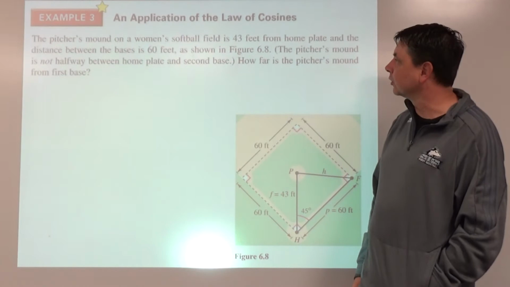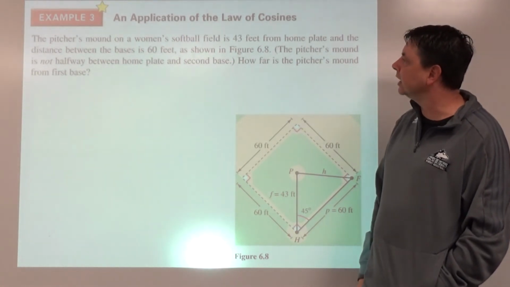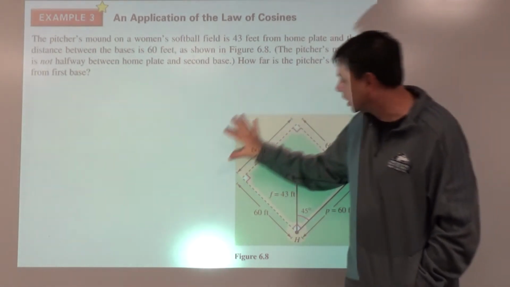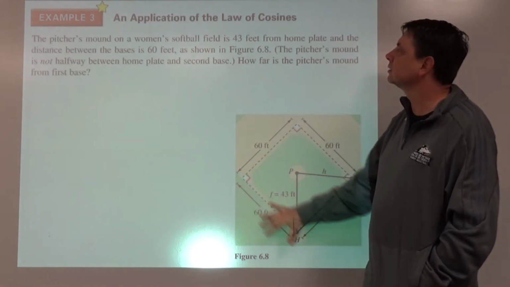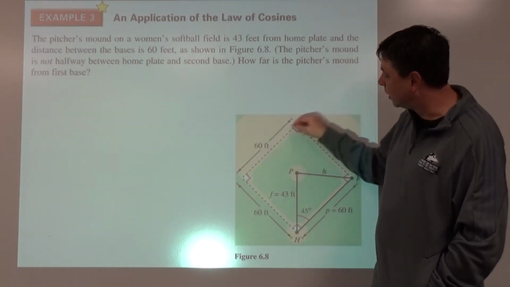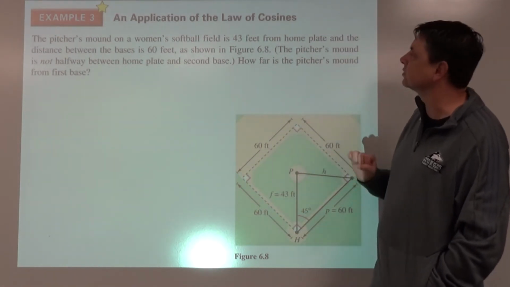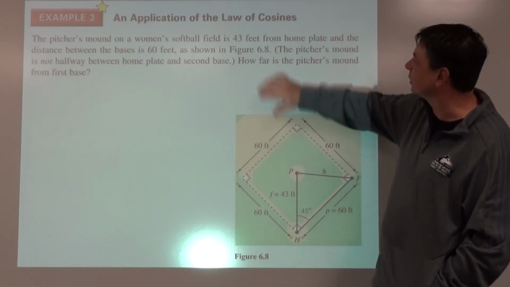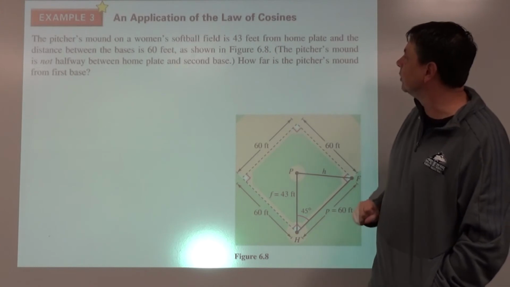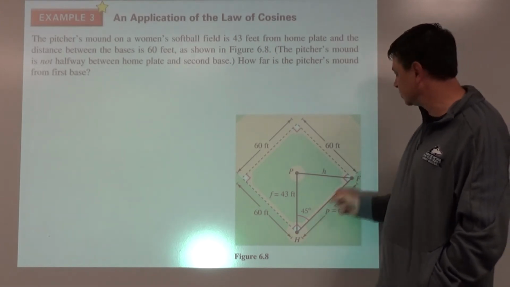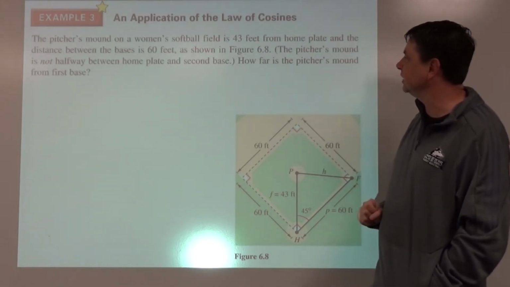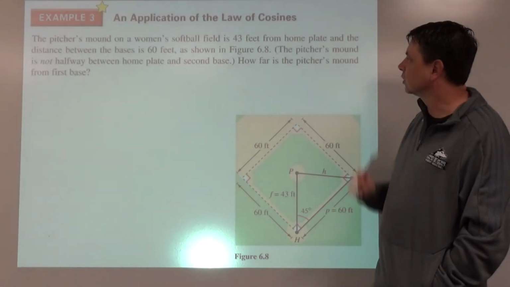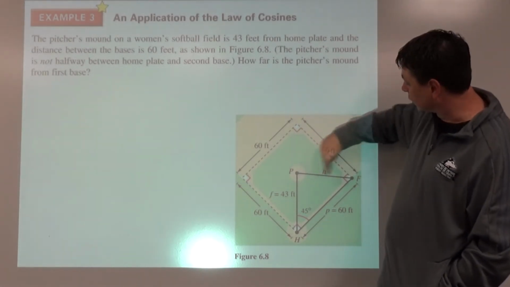All right, example number 3, little star there. So this is a softball setup, a softball field, a softball infield with mound and so forth. They're really talking about the center of the mound being 43 feet from home plate, and the distance between bases being 60 feet. Question is, how far is the mound from first base?